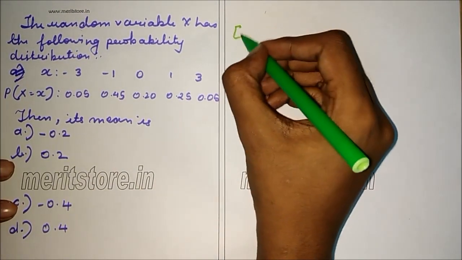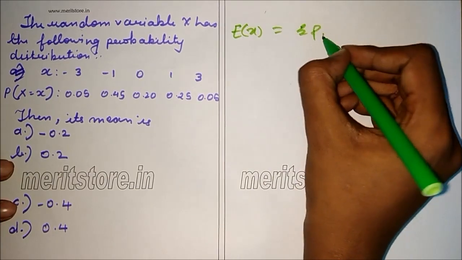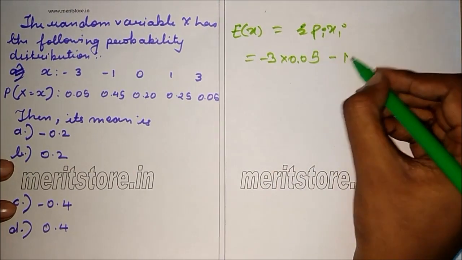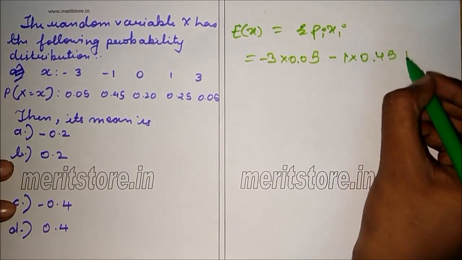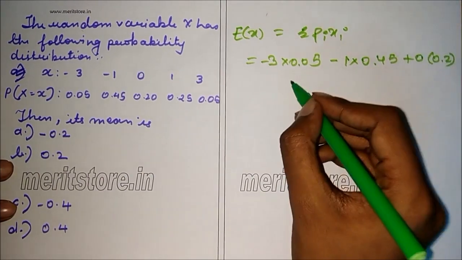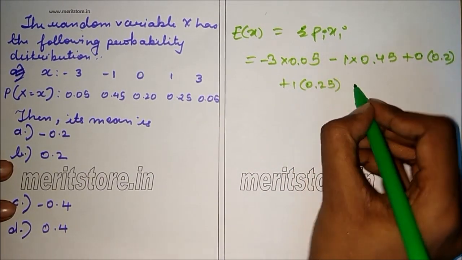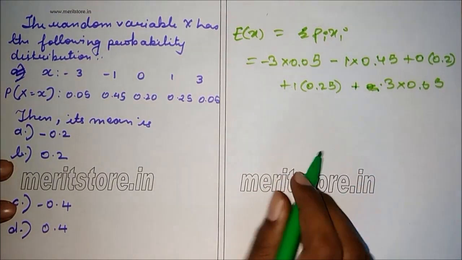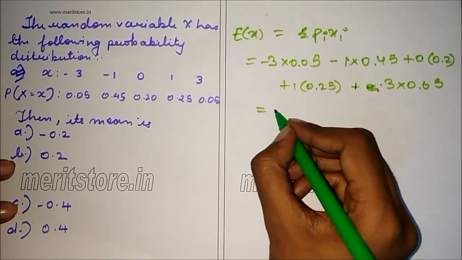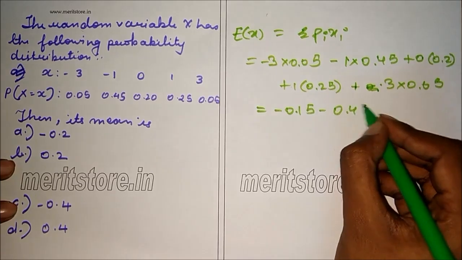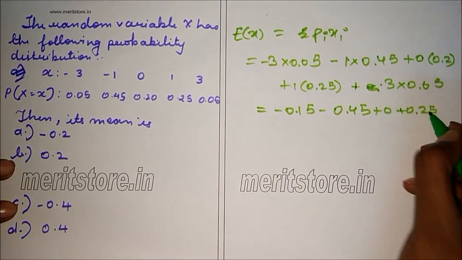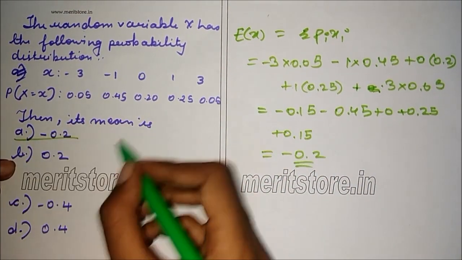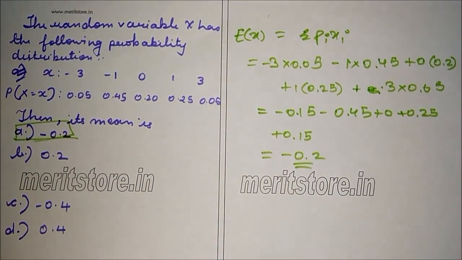Then the mean is given by E of x, which is equal to summation pi xi. This is equal to minus 3 into 0.05 minus 1 into 0.45 plus 0 into 0.2 plus 1 into 0.25 plus 3 into 0.05. So this is equal to minus 0.15 minus 0.45 plus 0 plus 0.25 plus 0.15, and this is equal to minus 0.2, which is option A.